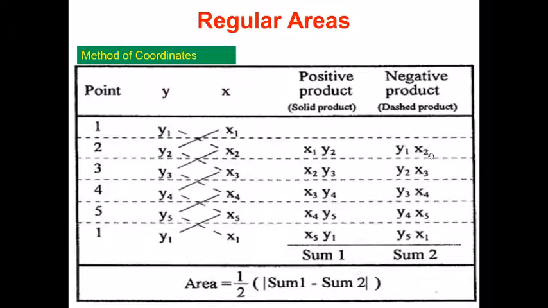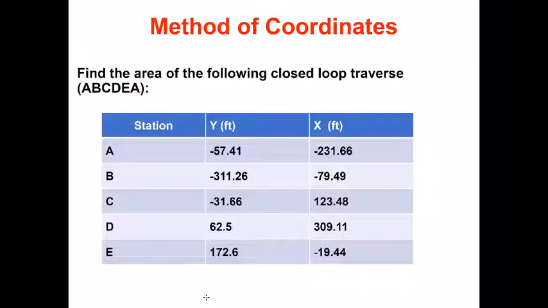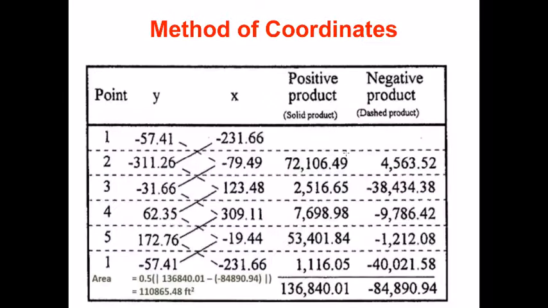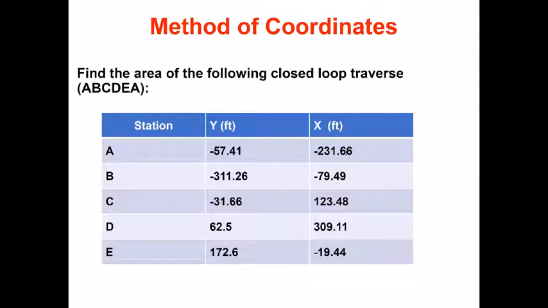And while you are doing this, since your axis can be anywhere, we'll retain the sign, whatever signs there are, and then you take the absolute difference and divide it by 2, and that gives you the area. So let's see this question where we have section points A, B, C, D, and E, and we have y coordinates and x coordinates. And first, we fill out the table.